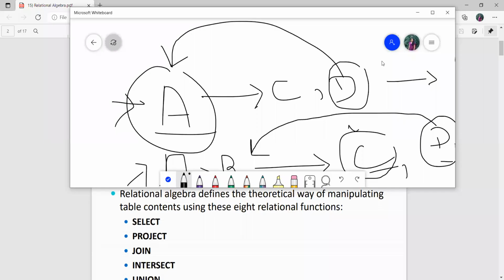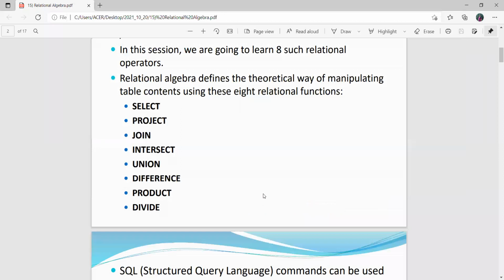Can you all see my screen? Can you all see my screen?